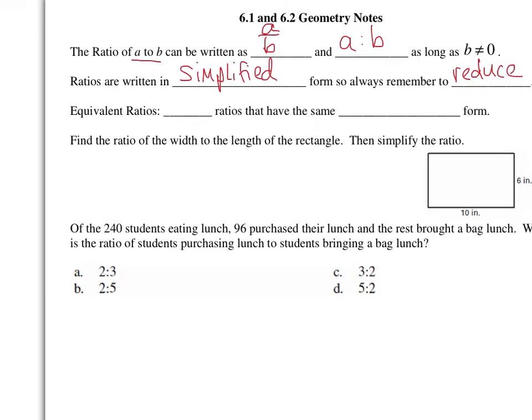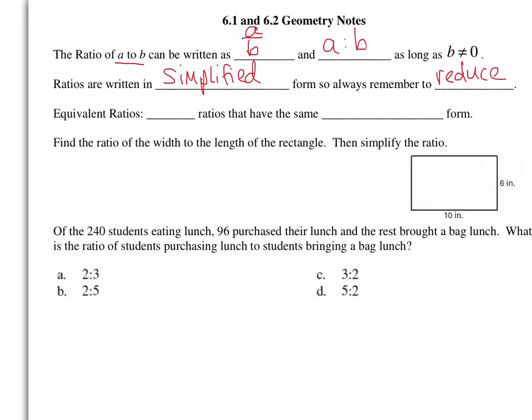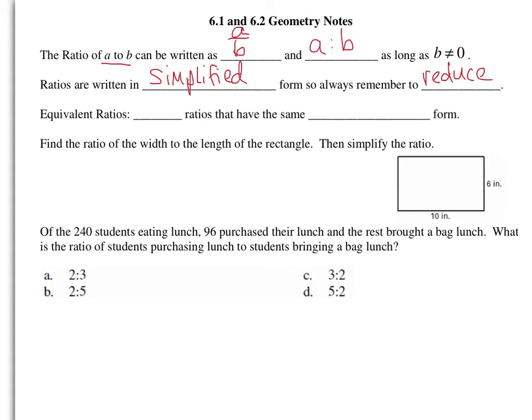Equivalent ratios are when we have two ratios that have the same simplified form.